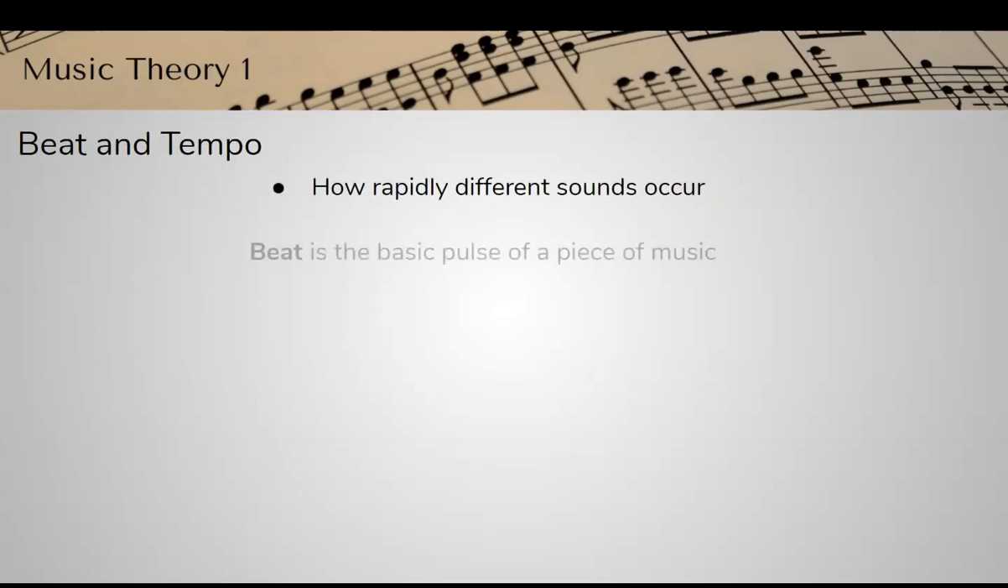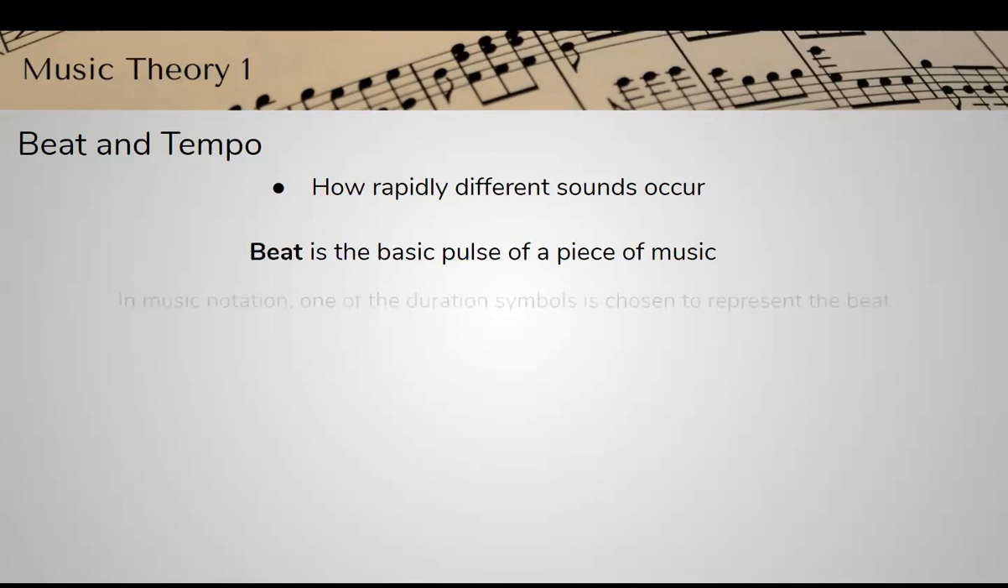Okay. So beat and tempo, they address one of those other issues we talked about, which is how rapidly different sounds occur. So beat is just the basic pulse of a piece of music. And so when you listen to a piece of music, the thing that you're nodding your head to, you're tapping your foot to, or you're moving to, right, is the pulse of the piece of music.